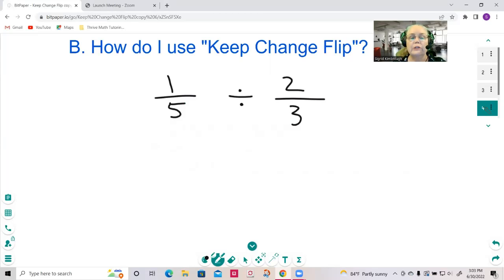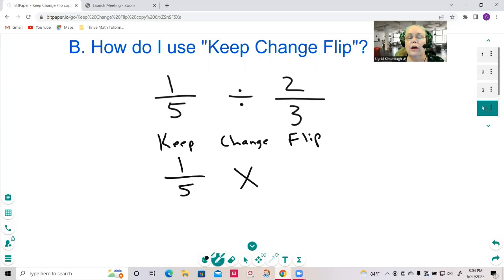Well, I have these two fractions. I have 1/5, and you're going to divide it by 2/3. So the way it works is you're going to keep the first fraction. So 1/5 is just going to stay 1/5. And then you're going to change this operation. So you have division, and instead of having division, you're going to change that to multiplication. And then you're going to flip this fraction. So the numerator is going to become the denominator, and the denominator is going to become the numerator.